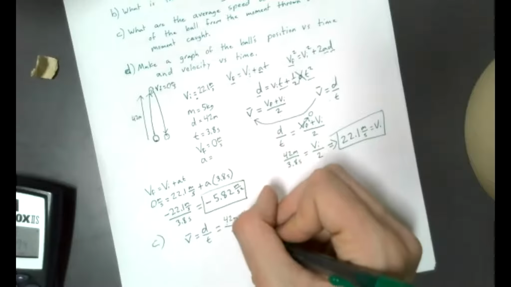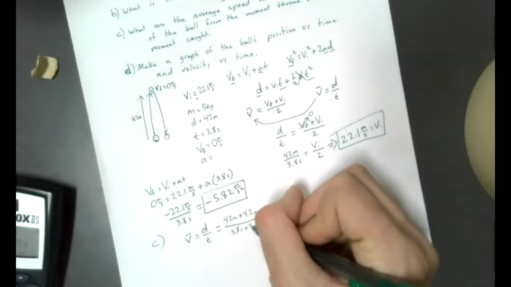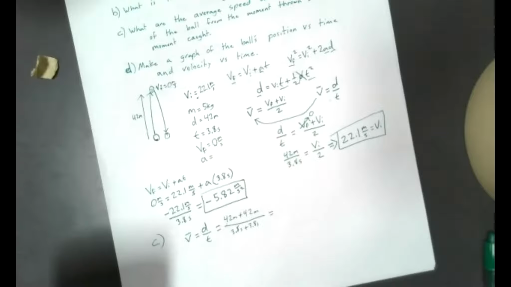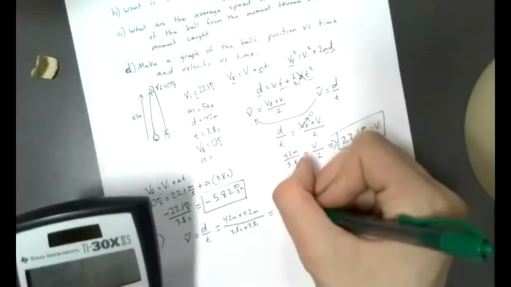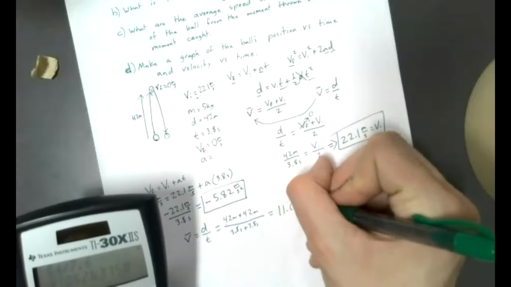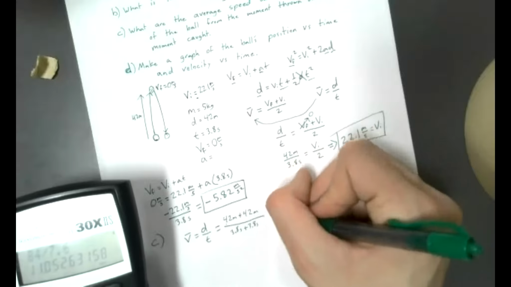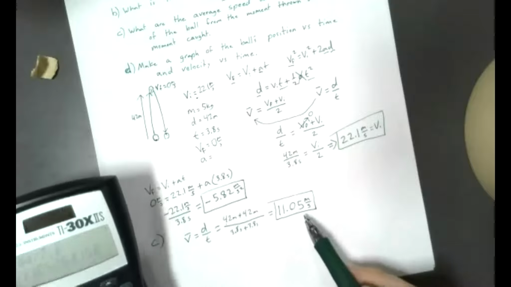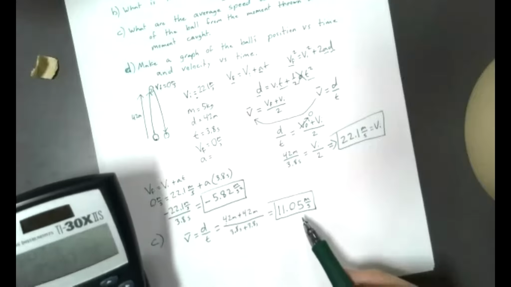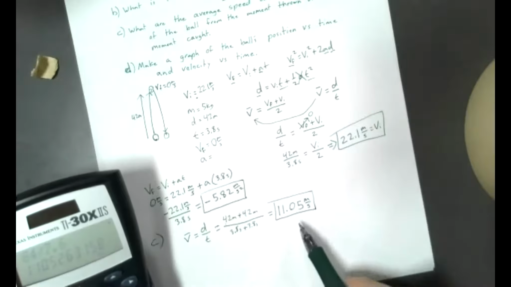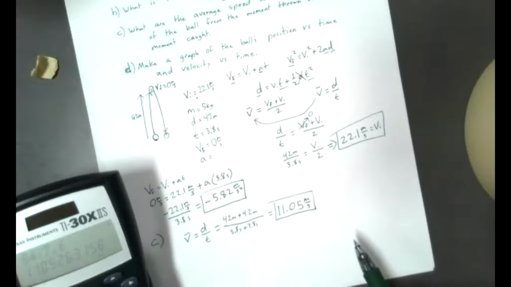and divide it by the total time, which would be 3.8 seconds plus 3.8 seconds. That gives me 84 divided by 7.6. I think that's right. And so I'm going to have an average speed of 11.05 meters per second, which makes complete sense when you realize that the final velocity is 0 and the initial velocity is 22. The average speed being 11 is right in the middle.